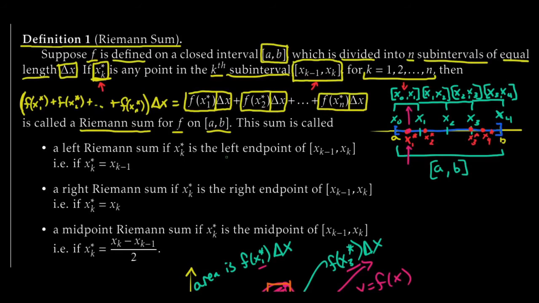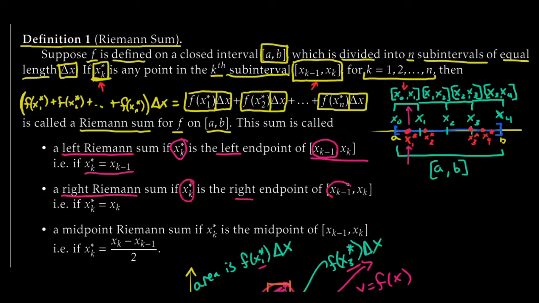Now there are a couple of really nice Riemann sums. That is, we could choose our xk stars, the points that are going to give us our heights, in a couple of nice and very uniform ways. We could do a left Riemann sum. This is when xk star is the left endpoint of the interval from xk minus 1 up to xk. That is, a left Riemann sum is when xk star is xk minus 1, the left endpoint. We could do the same thing and make a right Riemann sum where xk star is the right endpoint.